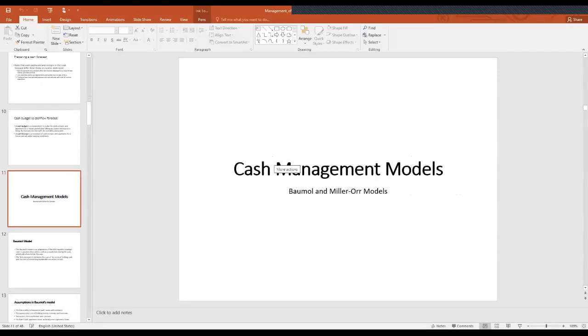So today I want us to discuss the cash management models. What are the cash management models you can use? There are two models you can use. The first is the Baumol model, and the second is the Miller-Orr model. These are the two models that help us determine the optimal amount of cash a company ought to be holding or keeping. So let's begin with the first model, the Baumol model.